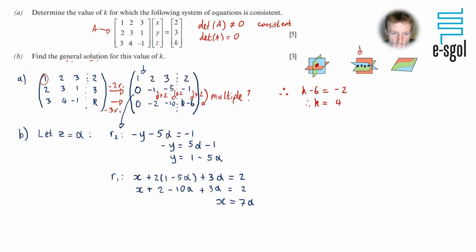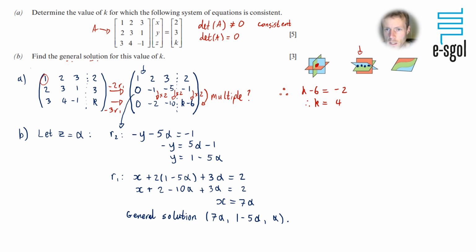So those are our general solutions. If we think about what this would be, the x coordinate then would be 7 alpha. The y coordinate is 1 minus 5 alpha. And the z coordinate is just alpha. So that's our general solution.